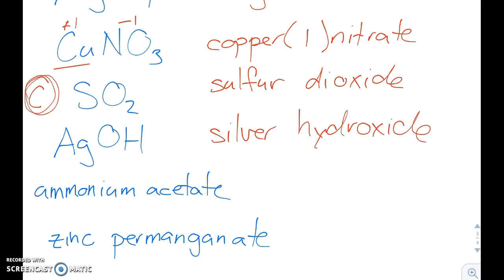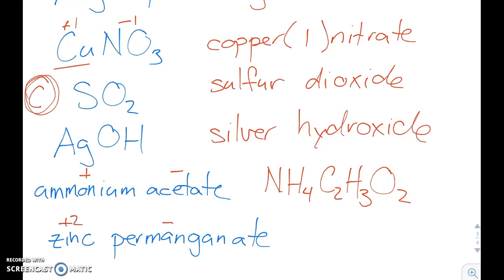Okay, and then some of the formula writing ones. Ammonium is +1, acetate's -1, so it's just one of each. Ammonium is NH4, acetate is C2H3O2, or you could have written NH4CH3COO. Zinc permanganate, zinc is +2, permanganate is -1, so you'd have ZnMnO4 with a 2 at the end.